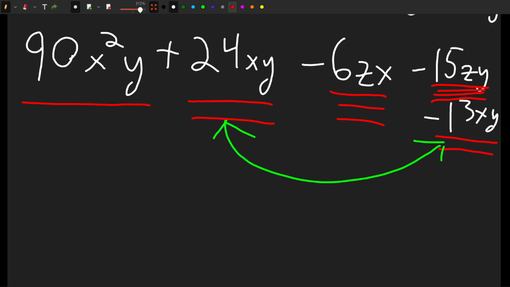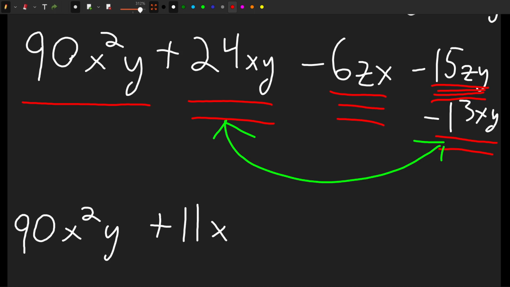Okay, let's go ahead and do that. So I'm going to have 90x squared y still around. So that's 90x squared y. I'm now going to combine my xy terms. 24xy minus 13xy, that'll give me plus 11xy. I'm going to carry down the 6zx, and then I'm going to carry down the 15zy.